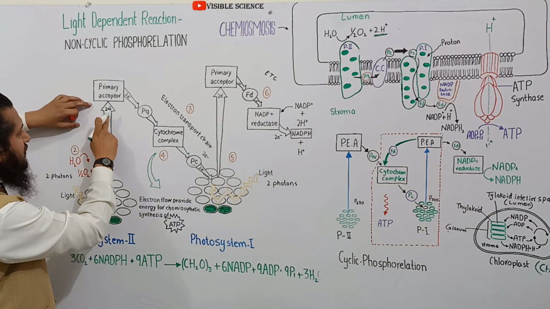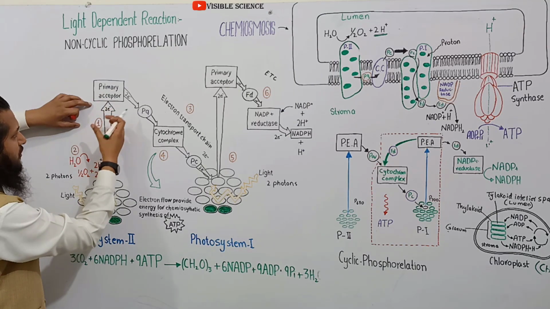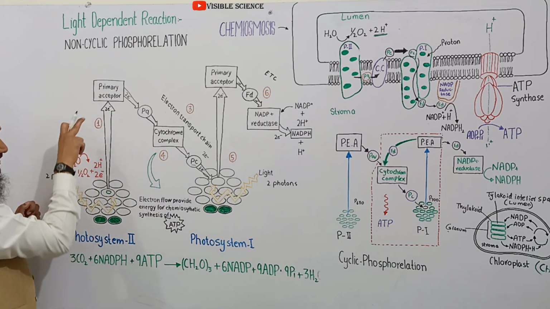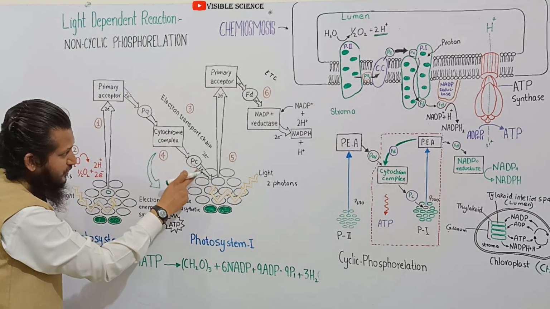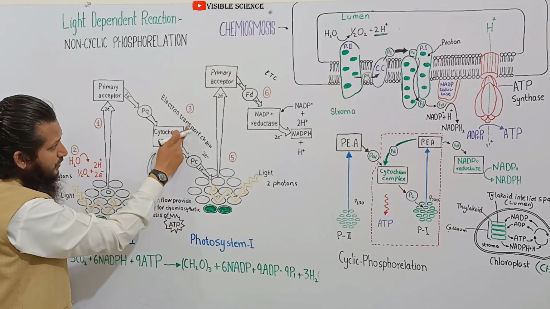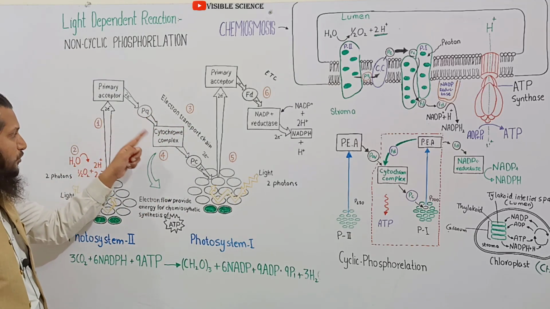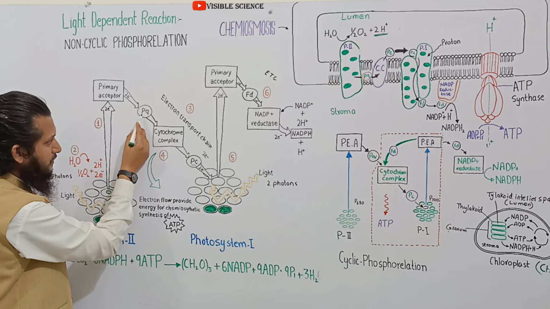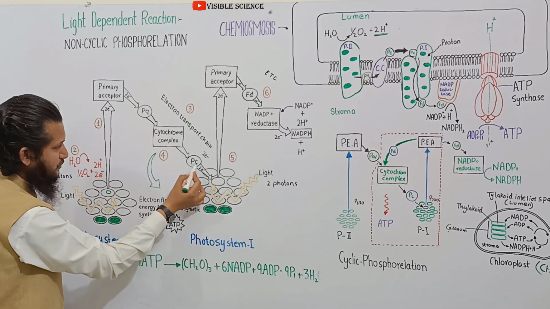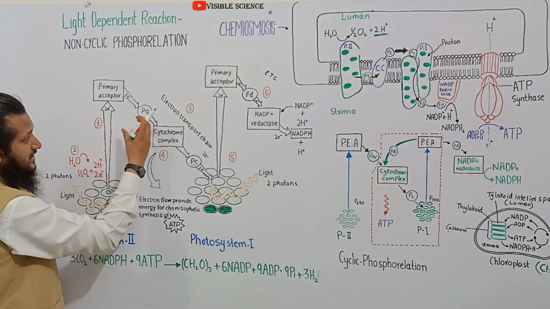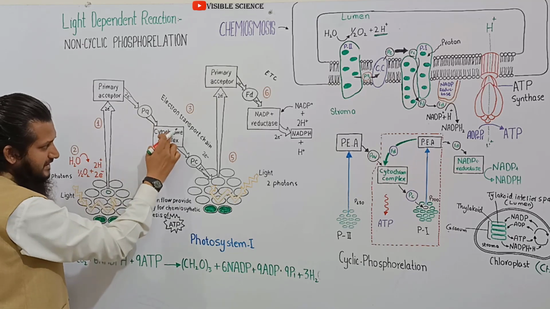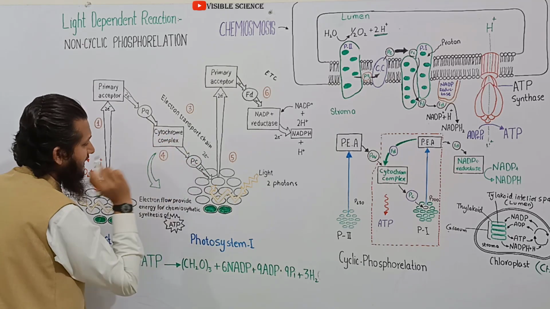Next, these two electrons, which are captured by the primary electron acceptor, are transported to the electron transport chain. Here in this electron transport chain, there are different electron carriers. First is plastoquinone, then cytochrome complex, then plastocyanin. These two electrons are captured by the plastoquinone, then cytochrome complex, then plastocyanin.